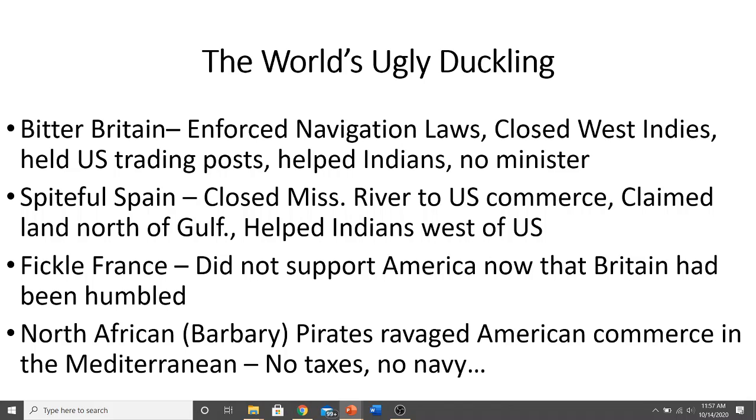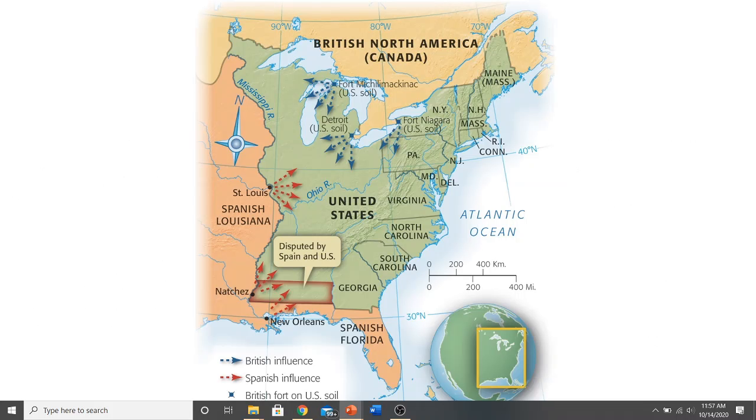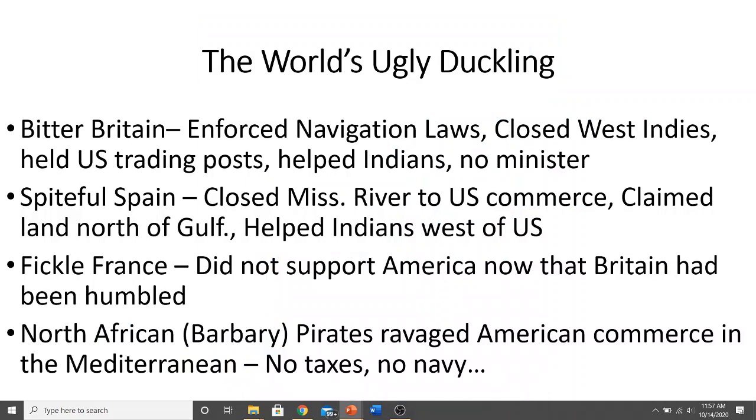And then I have Spain. Spain cuts off the Mississippi River to U.S. commerce, claims land north of the Gulf, and as you can see on this map again, they push Native American and support Native American raids and attacks against us as well. So two major powers are being mean to us, and then you have France. France is supposed to be our friends, but instead, because Britain had been humbled and lost their North American empire, France just shrugs their shoulders and doesn't care for us. Instead, they leave us to, well, suffer in our early stages of existence. And then with no navy to speak of, and with no protection from the British Navy, North African pirates ravage our commerce in the Mediterranean.